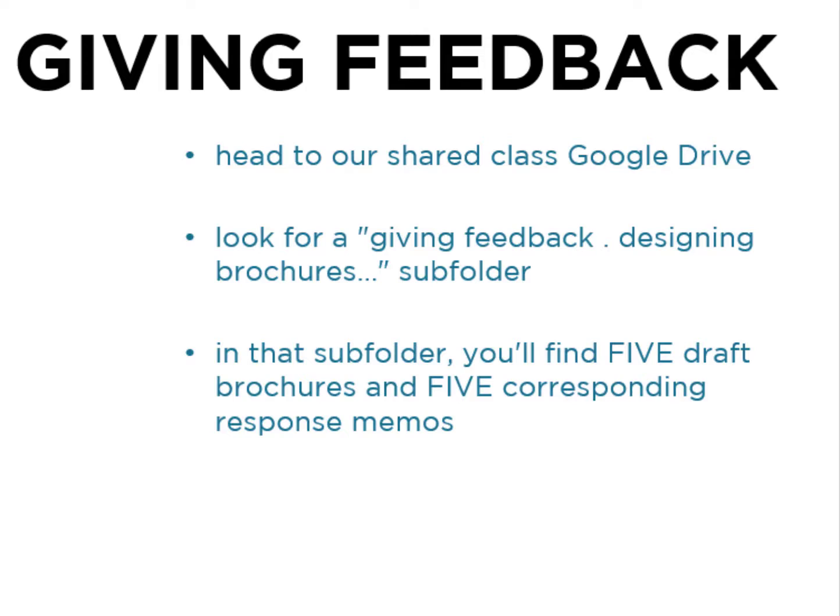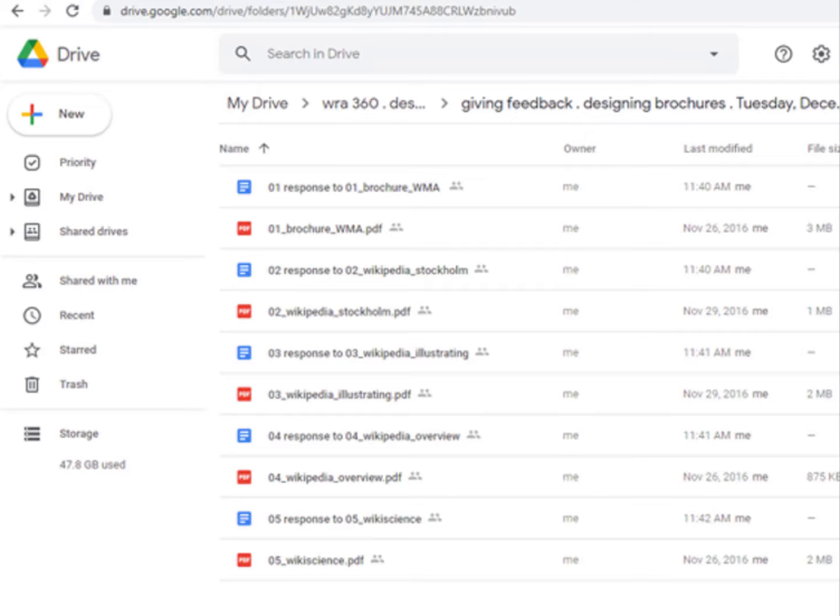Some of the wiki orgs affiliated with Wikimedia have approached you for feedback on their draft material. Head to our class Google Drive folder after you've watched this video and look for a Giving Feedback Designing Brochures subfolder. In that subfolder, you'll find 5 draft brochures and 5 corresponding response memos. The Google Drive folder should look something like this, and I know this is blurry. All of the brochure drafts are PDF and the response memos are Google Docs.